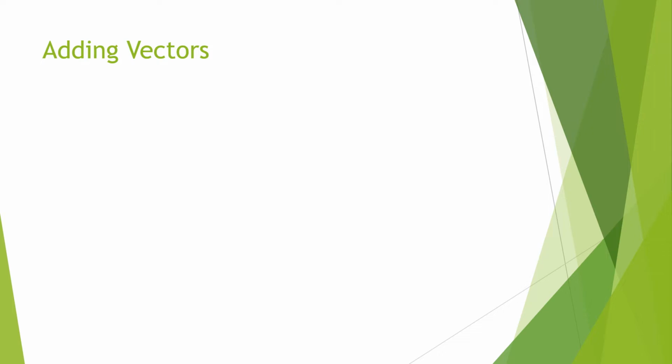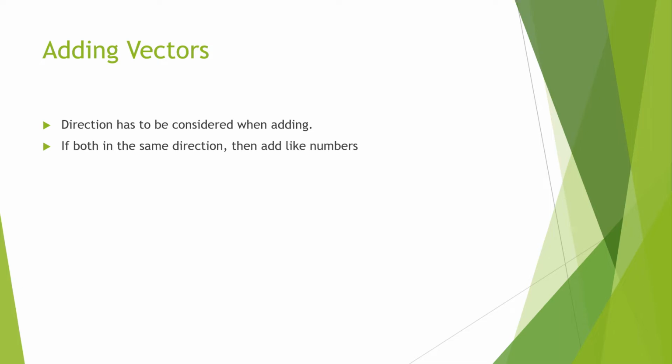Now let's take a look at how to add vectors. The direction has to be considered. Remember, vectors have both magnitude and direction, so we can't ignore that direction when we're adding. If both vectors point in the same direction, then we add them just like numbers. We take the magnitudes, add them together, and the direction remains the same.